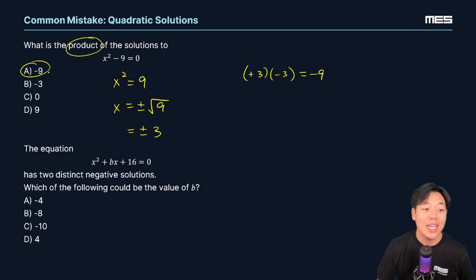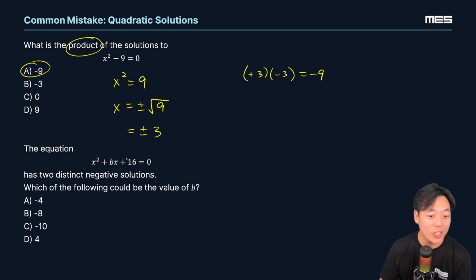A good answer choice that the SAT could have put here is 3, because I know a lot of students will just say, oh, 3 is the only answer here, so therefore, the product of 3 and nothing else would be 3 itself. Let's take a look at this one.